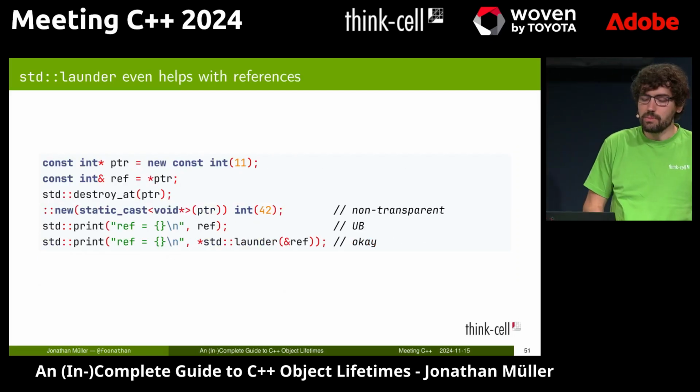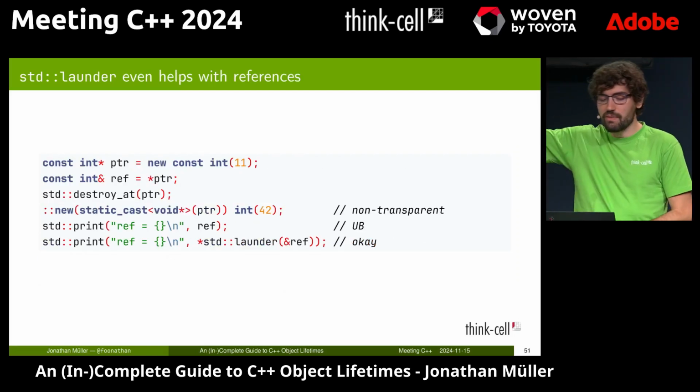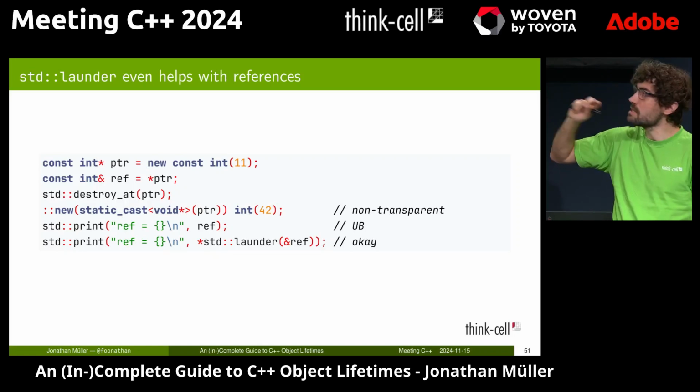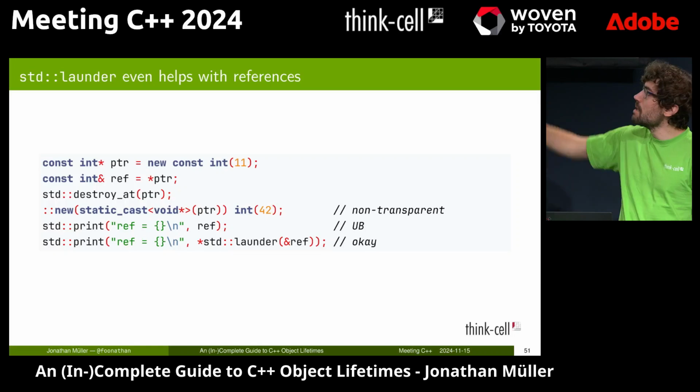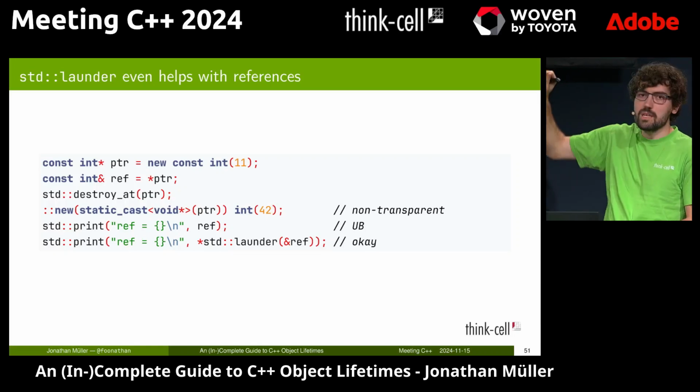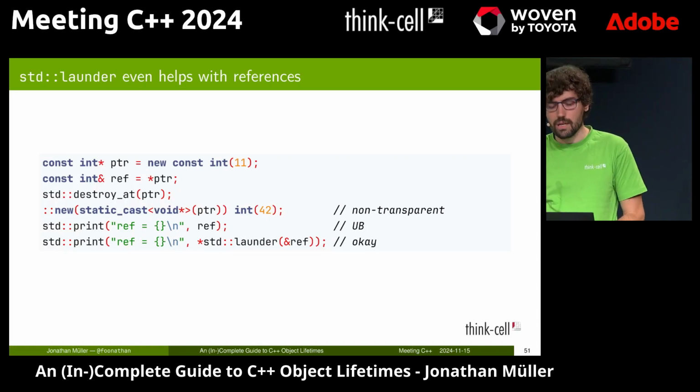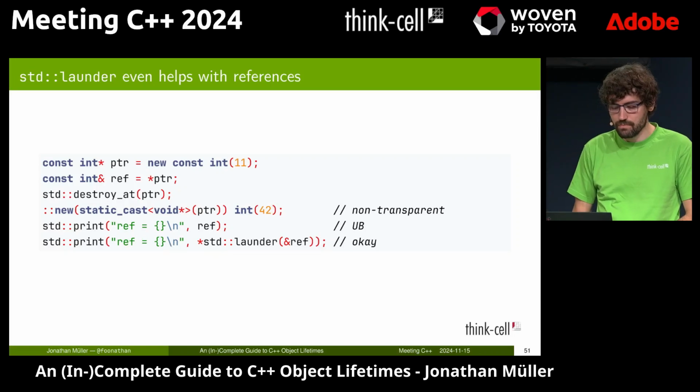And std::launder even helps with references. So again, we're having an object, we're having a reference to this object, we're doing a non-transparent replacement. Accessing the reference is undefined behavior, but taking the address, laundering it, and dereferencing it is fine, because we laundered the address. So the compiler is forced to reload.